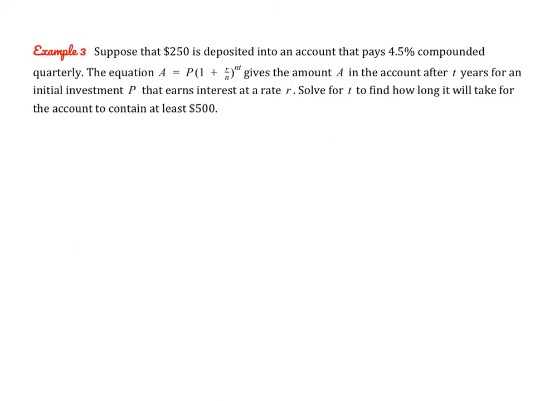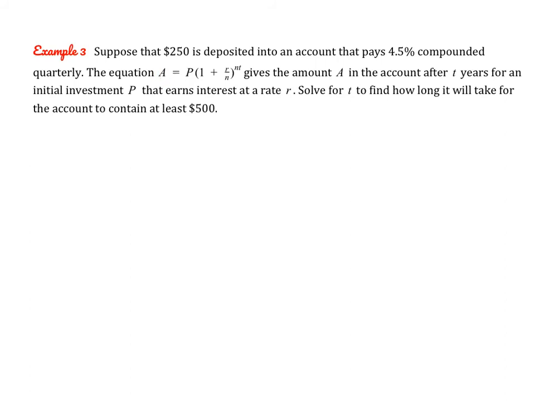All right, here's our last example. We're going to try a real-life example that will require us to solve an exponential equation. So it says, suppose that $250 is deposited into an account that pays 4.5% compounded quarterly. So here's the equation. A equals P times 1 plus r over n to the nt.